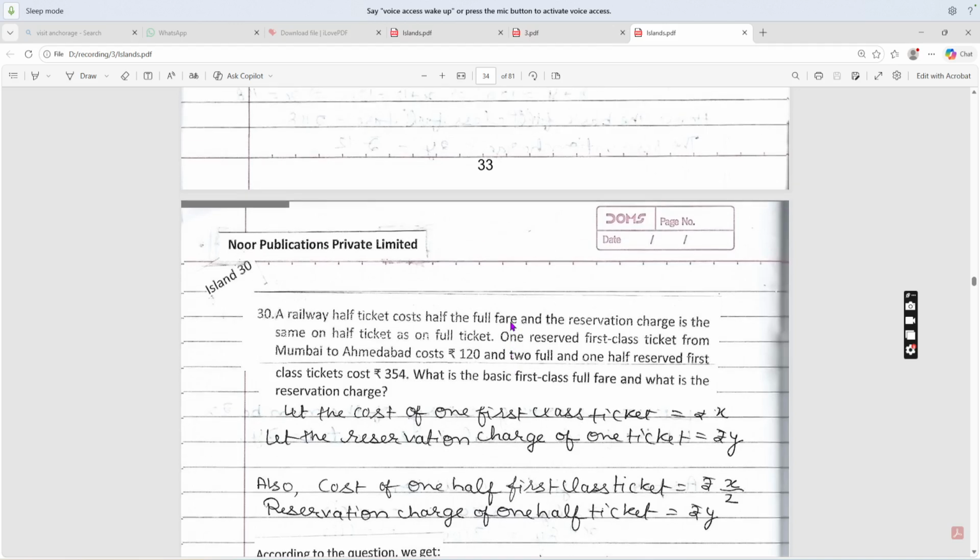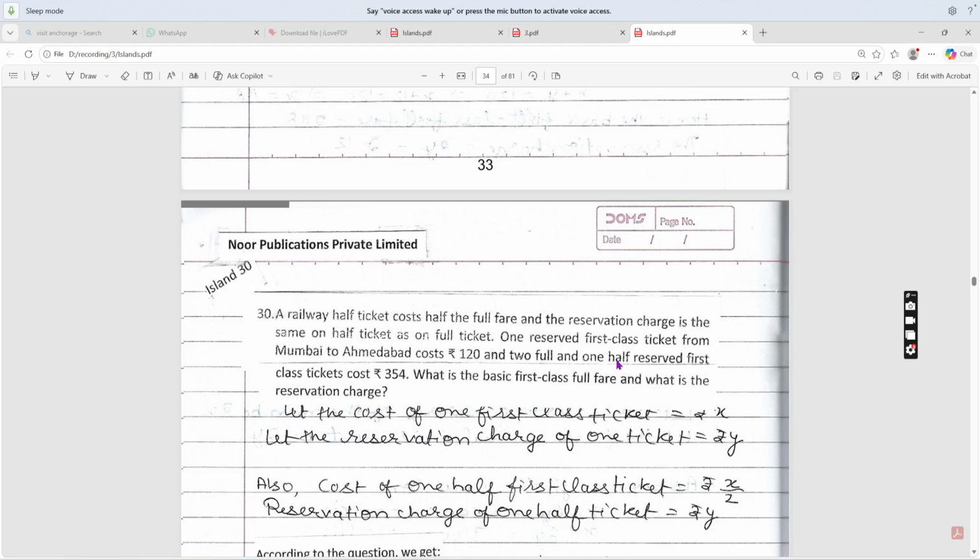Now see the next condition. The next condition given is that two full and one half reserved first class tickets would cost him 354 rupees. This is the crux. Three tickets are going to be booked in the second condition. Out of these three tickets, two are full. So what are their charges? X plus X. And their reservation charges would be Y plus Y. Now one more ticket is going to be reserved, which is a half ticket.